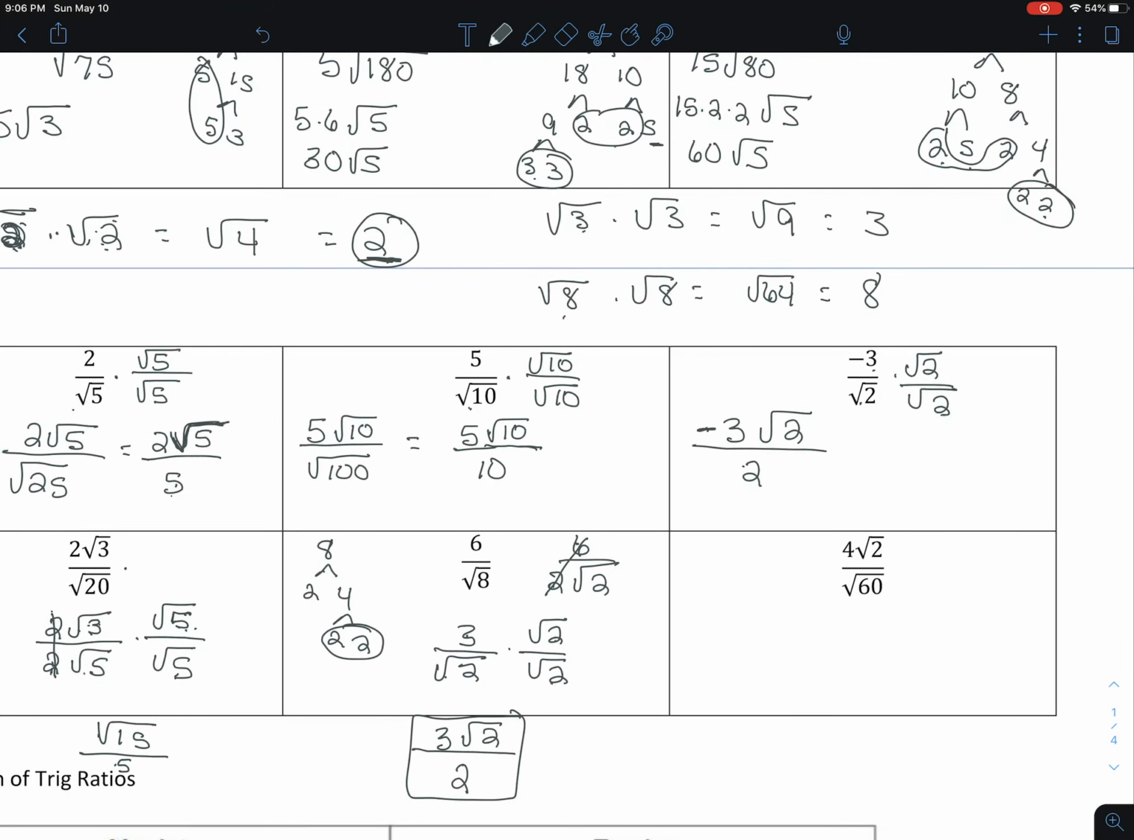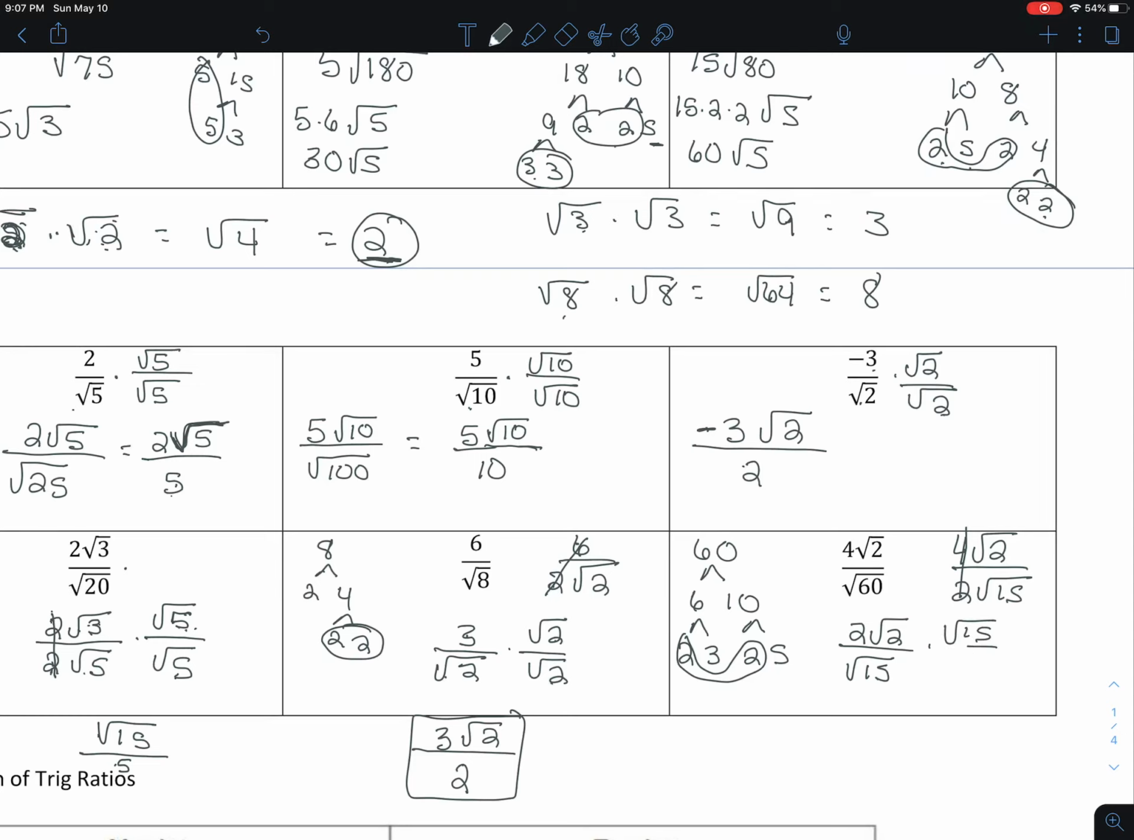Okay? Last one, we have 60. And breaking that down, that is 6 times 10, which is 2 times 3, which is 2 times 5. So my 2's are together. They're going to go out, and I'm left with 2 radical 15. So I have 4 square root of 2 over 2 square root of 15. Both of these are outside the house, so they can talk to each other. So I have 2 square root of 2 over the square root of 15.